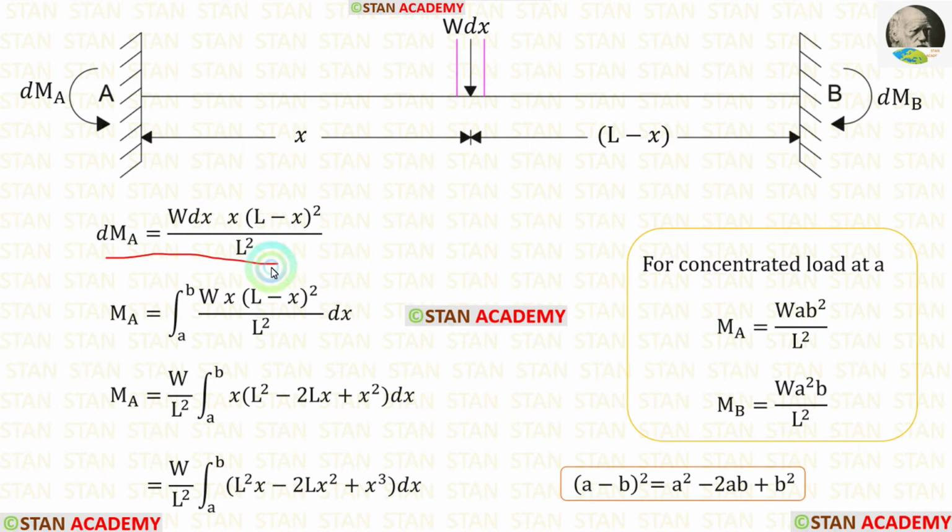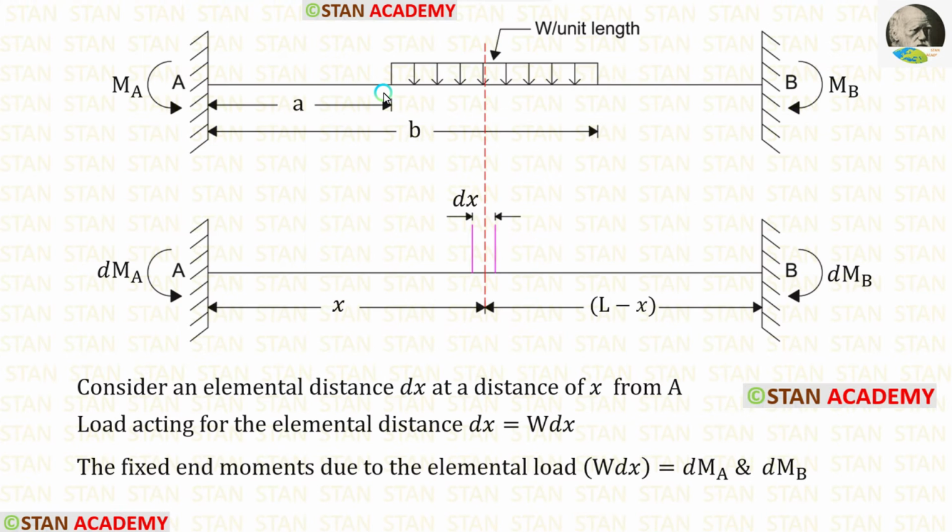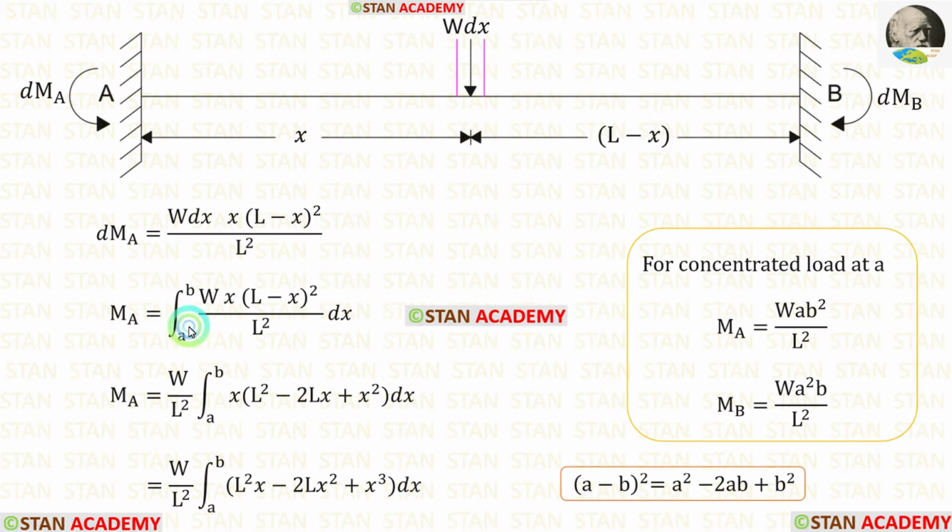From here, to find out MA, we have to make integration. The limits for the integration are A to B because the UDL starts from the distance A and ends at the distance B. Let us take W and L square outside because they are constants. For L minus x the whole square, let us apply the (a minus b) whole square formula. The formula is a square minus 2ab plus b square.